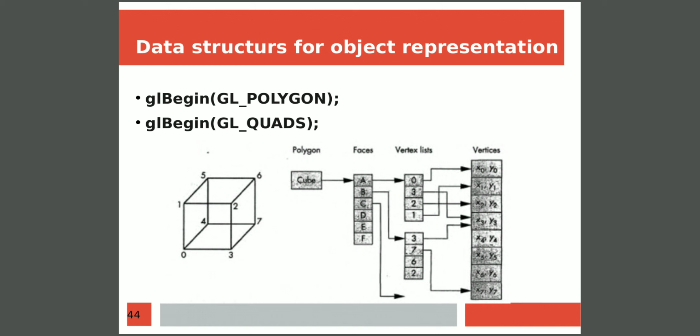As I said in the beginning, we can consider each face of a cube as a polygon. To indicate that, we can use the glBegin function, and the primitive we are going to mention is GL_POLYGON. When we consider this data structure, this function needs to be repeated 6 times to define all 6 faces of a cube. Otherwise, we can consider each face of a cube as a quadrilateral, so in the glBegin function we can specify the primitive as GL_QUADS. Even with GL_QUADS, we need to repeat the function 6 times to define all 6 faces of a cube.